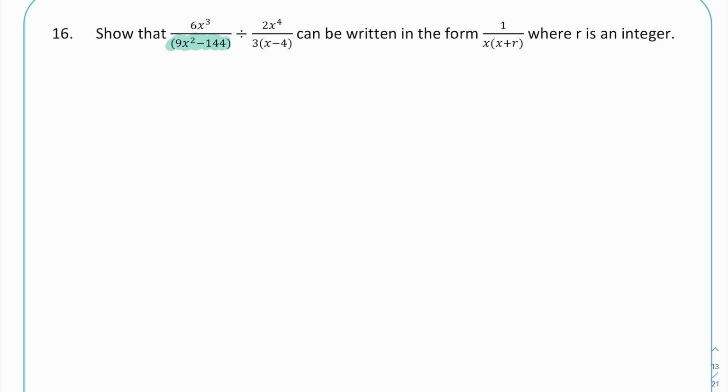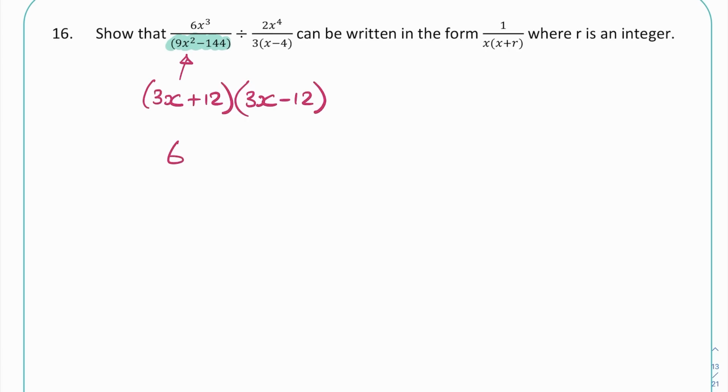So I'm going to start by just using my normal rules of fractions. In this case it's dividing, so I'm going to flip the second fraction over and multiply them, but I just want to make sure I factorise everything. Now on the bottom, this here is a difference of 2 squares. You can tell it's a difference of 2 squares because 9 and 144 are both square numbers. So hopefully you can spot this, but that is 3x plus 12 and also 3x minus 12. And that's our difference of 2 squares.